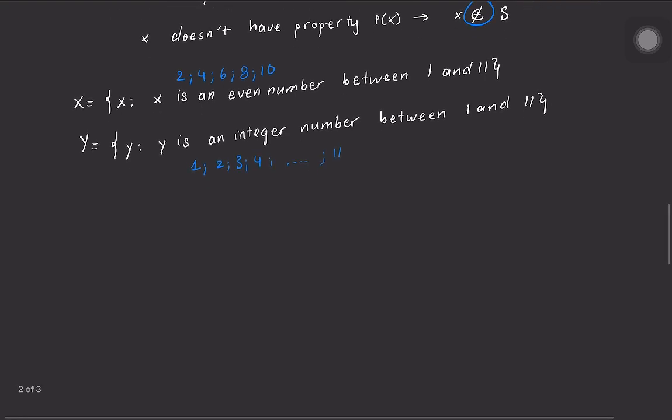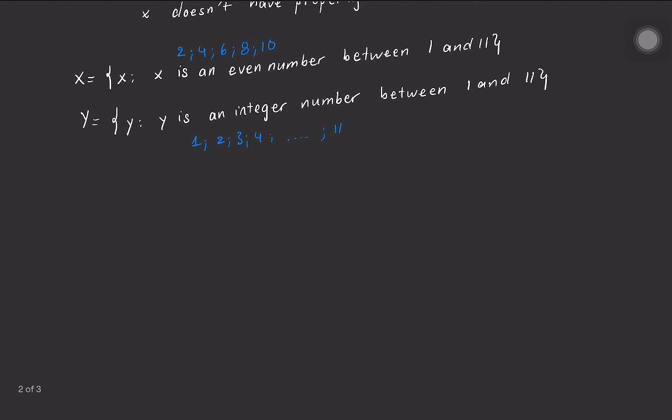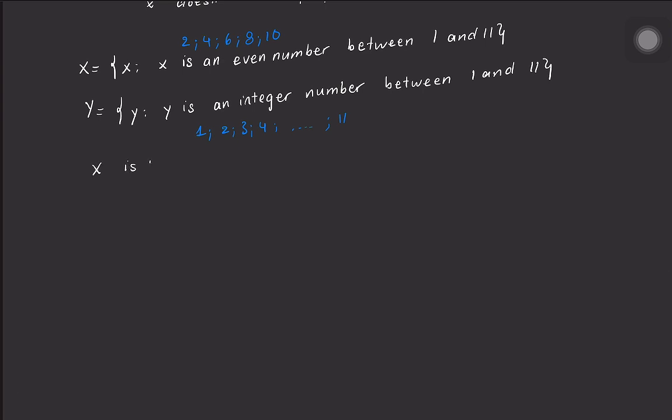So now we see every element of X is inside Y, which means every element of X is also an element of Y. So now we say X is a subset of Y. We denote it like this. And this notation right here is the set inclusion relation.